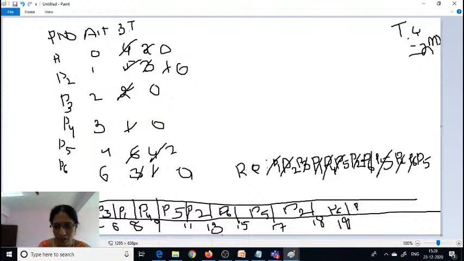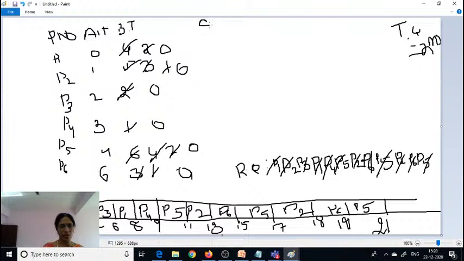Then P6 is completed. Next P5. Now P5 is here. The remaining burst time is only 2 milliseconds, and it is completed. 21. So this is also 0. So all the processes' burst times are completed. So this is the round robin scheduling algorithm.